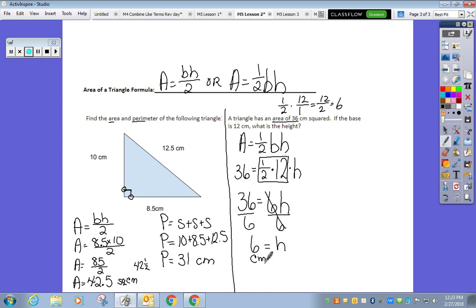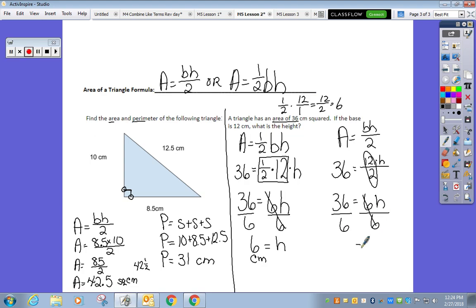Now we can do the same thing with the other formula, base times height divided by 2. It's really the same idea here. Replace. So I would be doing 12 times h over 2. In this case, I would divide to get that 6h, divide both sides. So either way, whichever way works better for you, they're both fine.